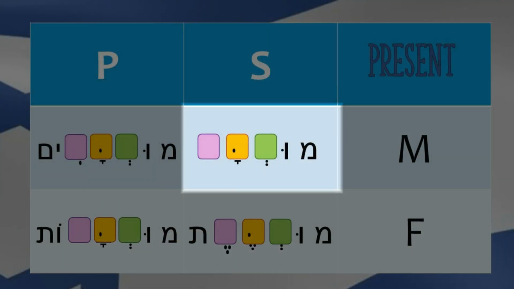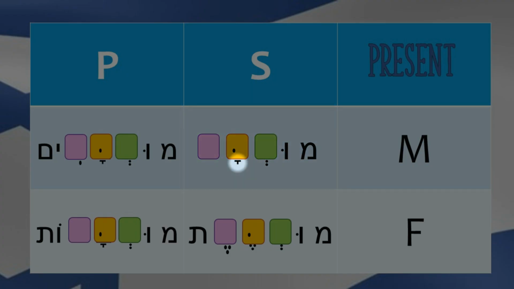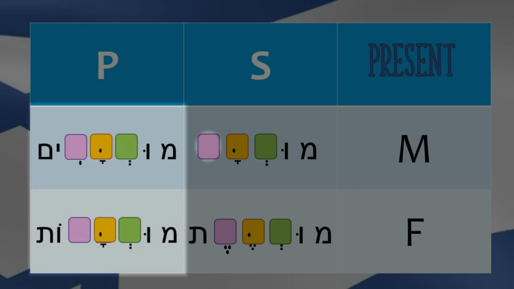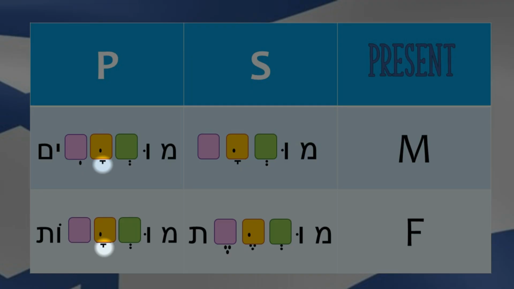Alright, and that is where the commonalities among all four forms end. For masculine singular, that second shoresh letter has a kamatz under it. Then we write the third shoresh letter, and then we're completely done. The plural forms also have a kamatz under that second shoresh letter, and then the third shoresh letter is followed by the appropriate vowel for the plural ending.